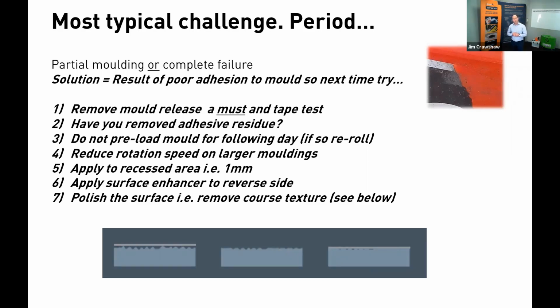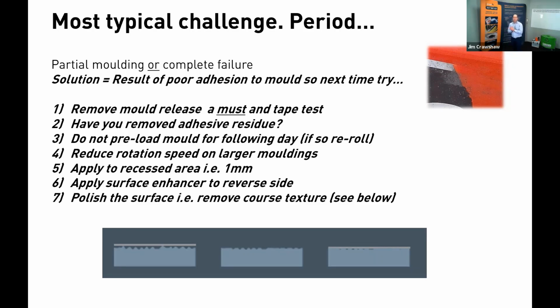Number two is, have you removed the adhesive residue? So you get some adhesive residue build up from graphic to graphic, from cycle to cycle. Make sure you are cleaning every cycle just to avoid any residue build up. Do not preload for the following day. So you'll get a mold obviously cooling from being hot. So if you were to apply graphic the night before for the following day, always re-roll it prior to loading with material on the following day. It's a big no-no, because the graphics will essentially start losing adhesion overnight.